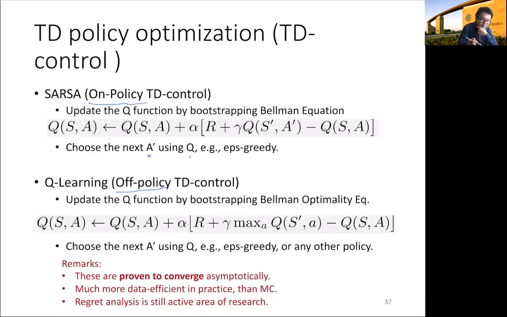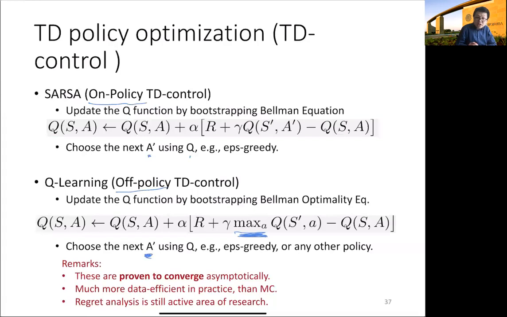The key difference between SARSA and Q-learning is that SARSA is simulating the standard Bellman equation, whereas Q-learning is simulating the Bellman optimality equation. Q-learning is off policy because it does not require the next action A prime to be chosen under Q at all. It could be an arbitrary behavior policy that you use to collect the data, and Q-learning will still update the Q function according to this formula, according to this nonlinear update.